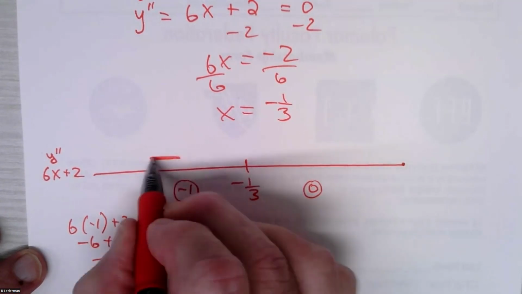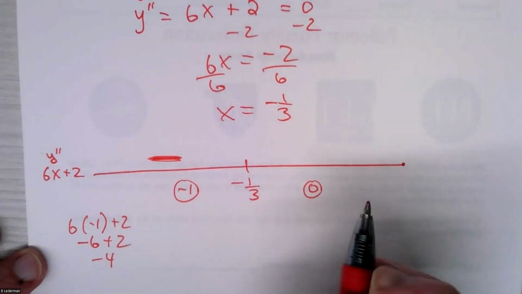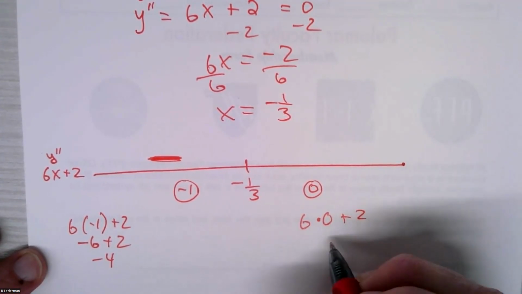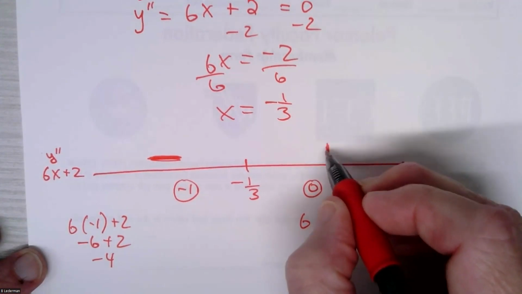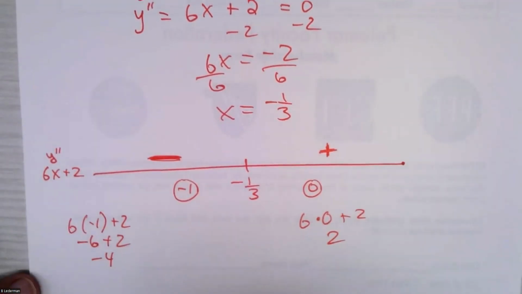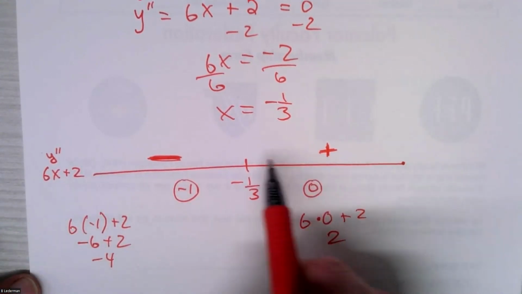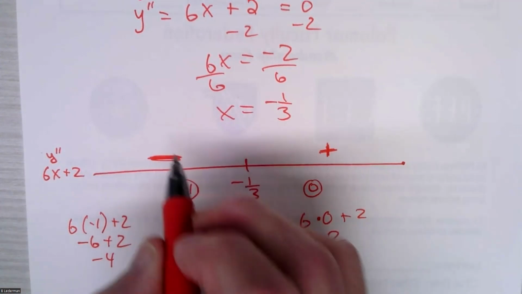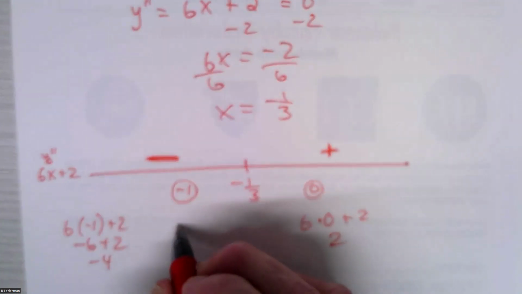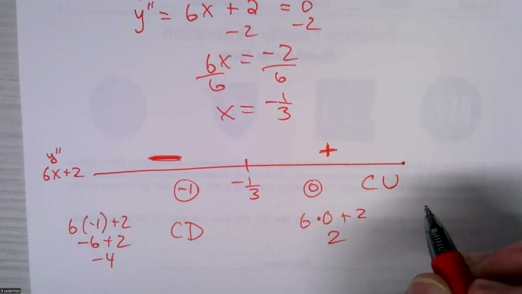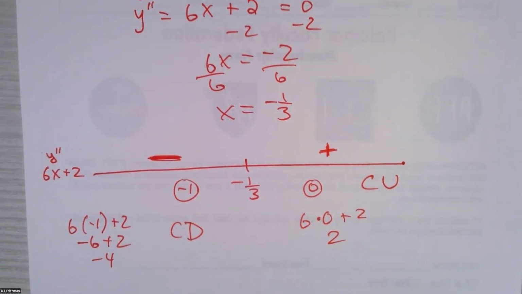So I'm going to put a big old negative here. And if I put 0 in, 6 times 0 plus 2, that's just 2, which is positive. I just need one test point. If one point is negative, this whole side is negative. If one point is positive, this whole side is positive, which means that the function is going to be concave down over here and concave up over here. And actually, I have a picture of the graph.